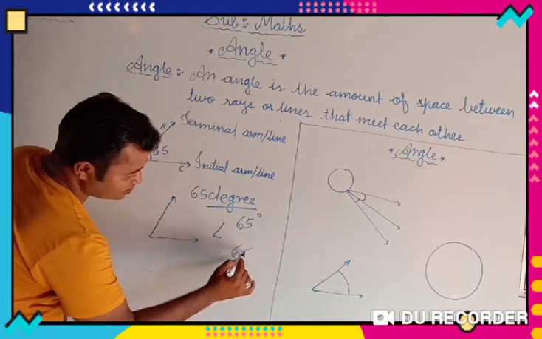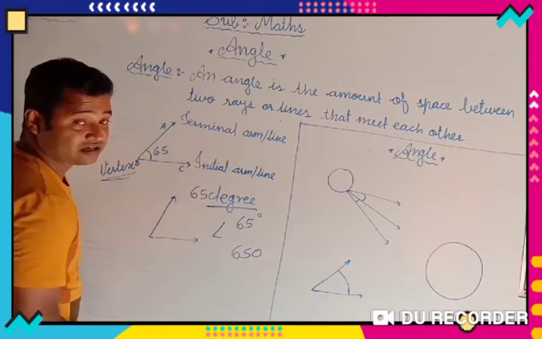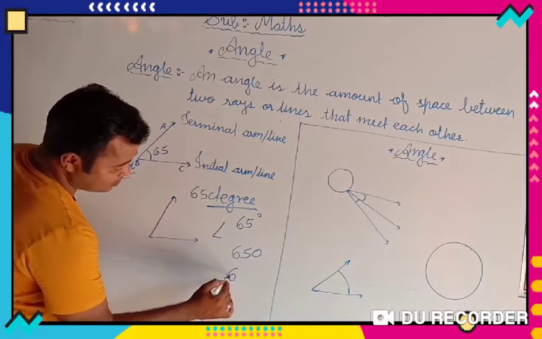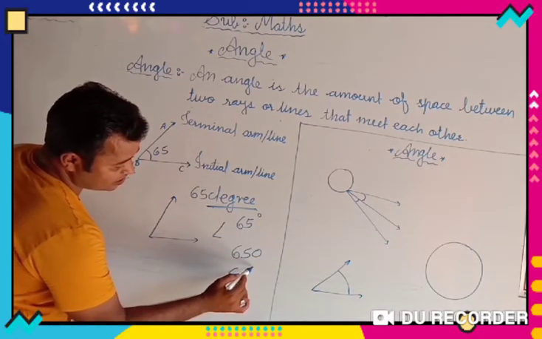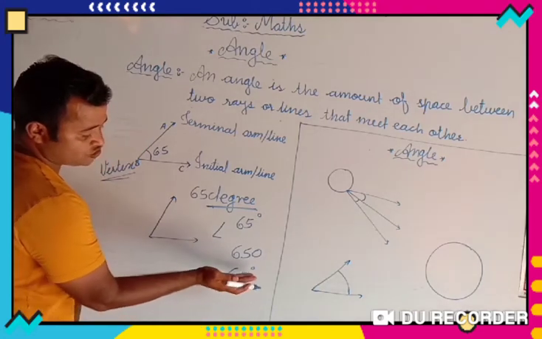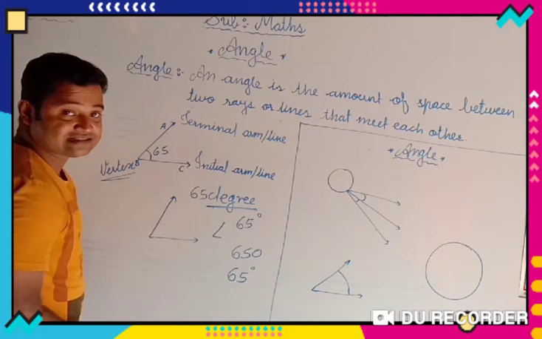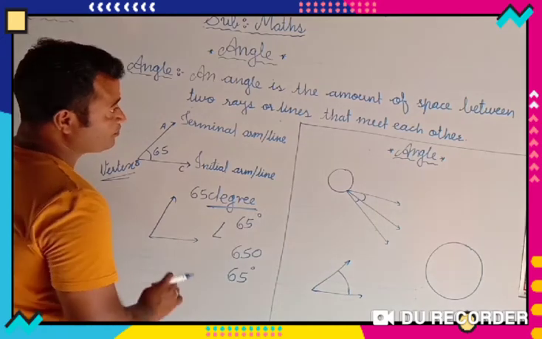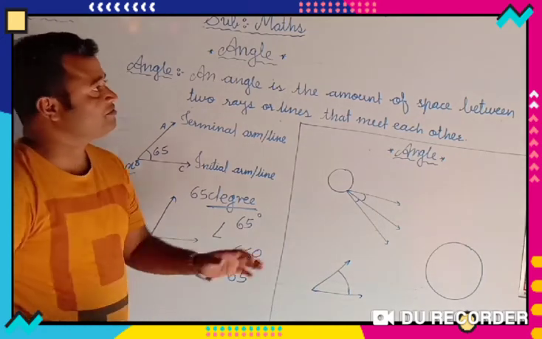I cannot write the degree symbol big, or write it beside the number. I must write 65, and this degree symbol should be smaller, and it should be just above the last digit, right? So this is all about the angle, my dear friends.